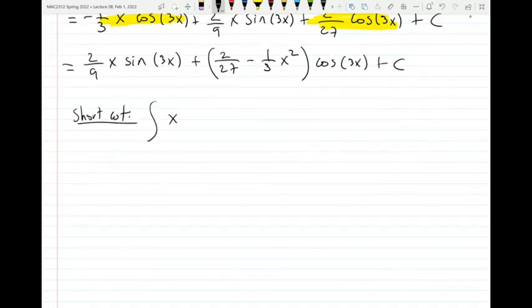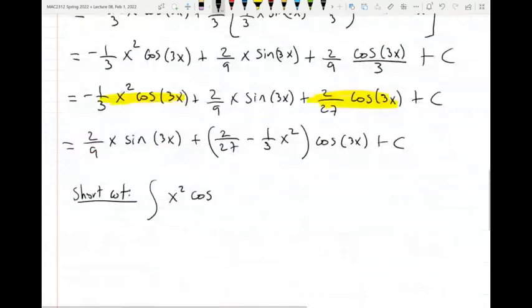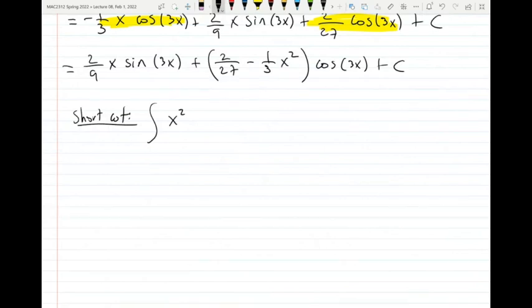But that's only true for this one. Okay? For this type. What was it? Cosine at the beginning? No, sine. You said it only works for polynomial times the sine, the cosine, or an exponential. Uh-huh.